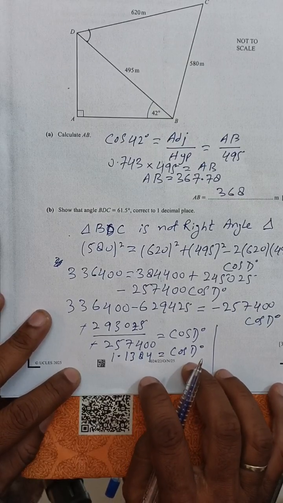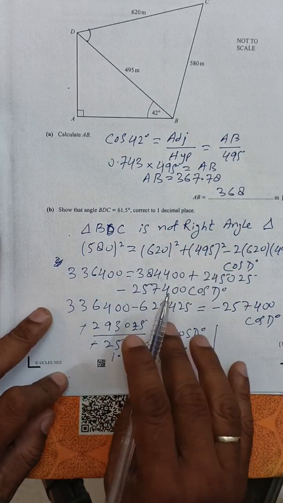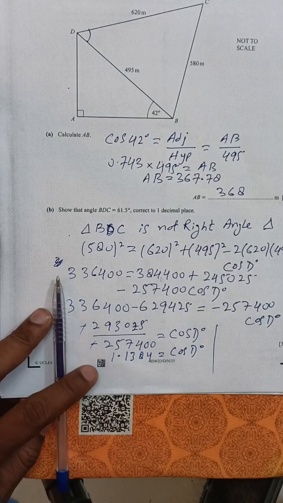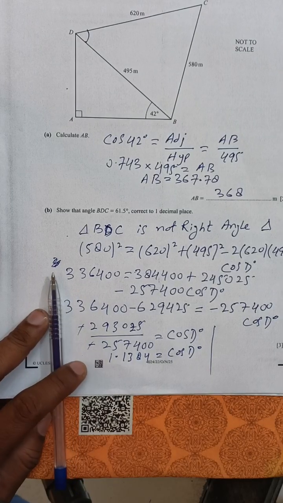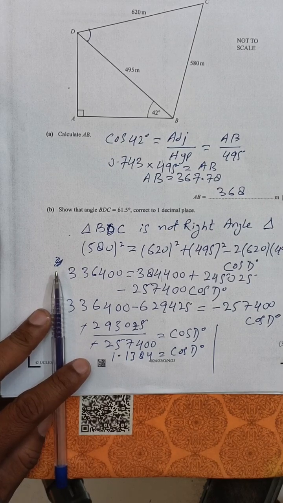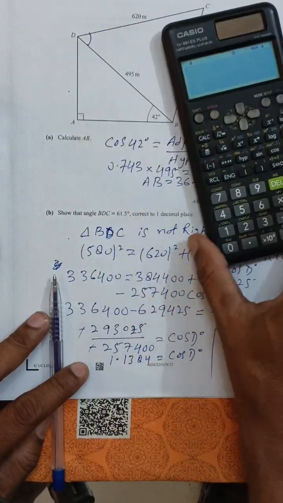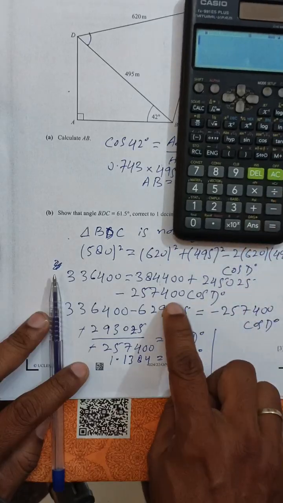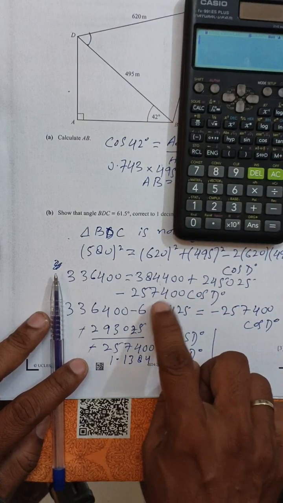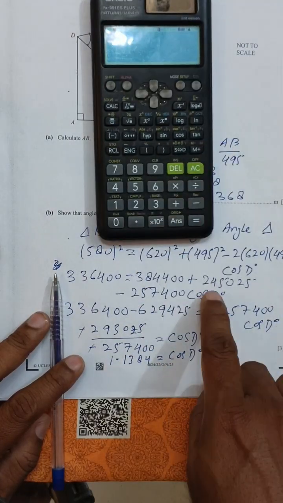Cos inverse is... just a minute, there is some mistake, I think. Let me correct. The first denominator is wrong. Let me correct the denominator. So the denominator is 2 multiplied by this one. So this value is wrong.